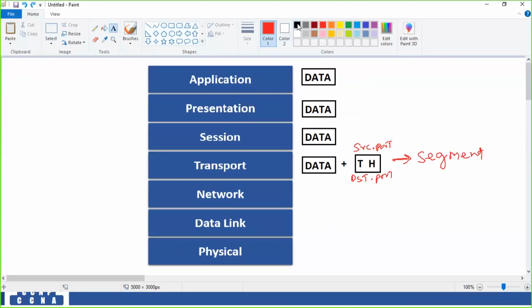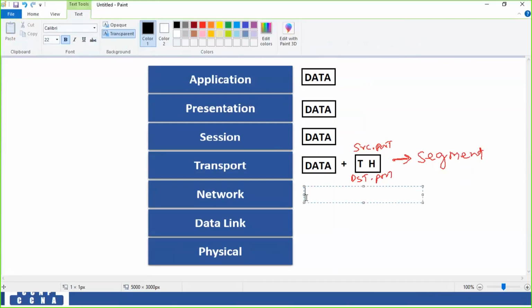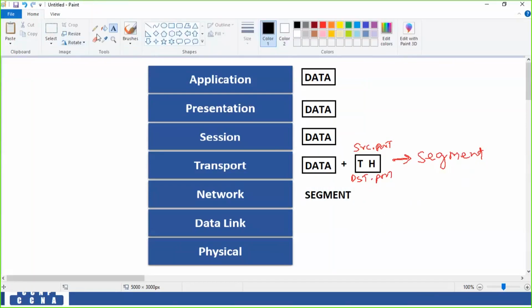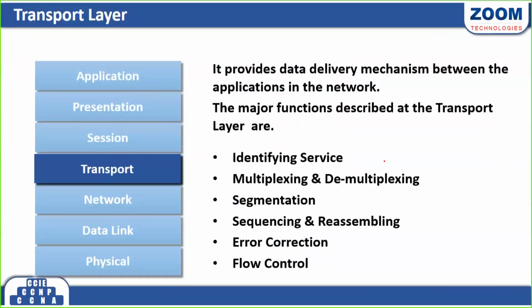So the network layer received what? A segment. Then what does a segment contain? Transport header plus data packet. Then what does the transport header contain? Source port and destination port. Got it?